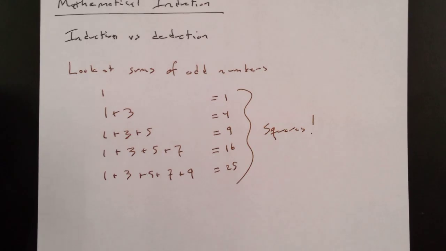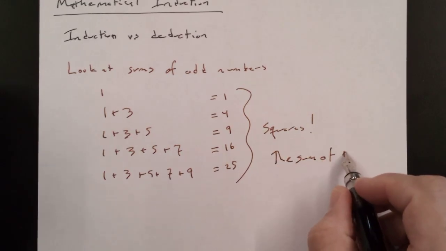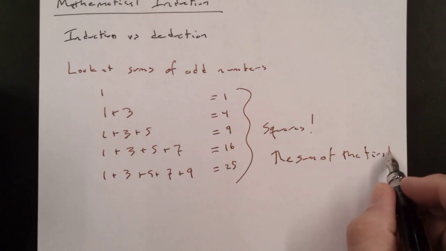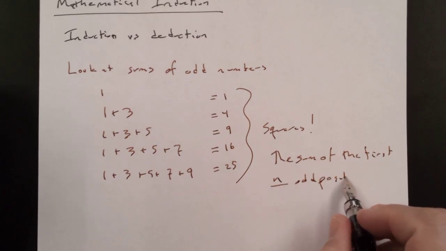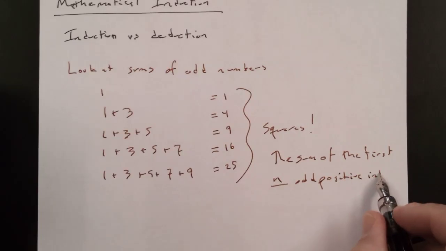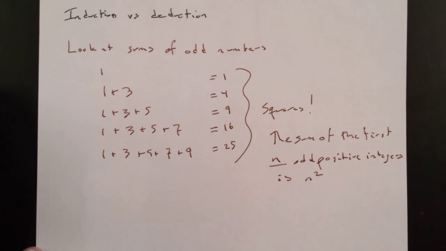So now I have a conjecture. When I add up the first one number, I get 1 squared. When I add the first two numbers, I get 2 squared. 3 numbers gives me 3 squared. 4 numbers gives me 4 squared. 5 numbers gives me 5 squared. Aha! The sum of the first n odd positive integers is n squared.